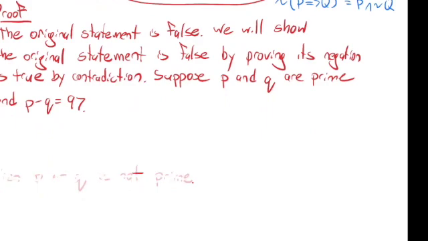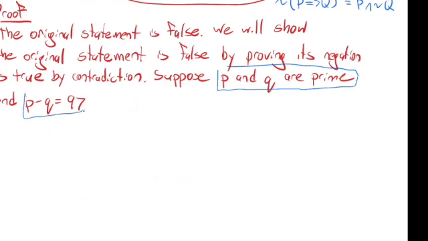And now we really don't have much of a goal other than to try and get some contradiction out of this. And so far, the only things that we can try and contradict are the only claims that we've made so far. So if I can show that P has to be a composite number, Q has to be a composite number, or P minus Q is not 97, then we'd be okay.